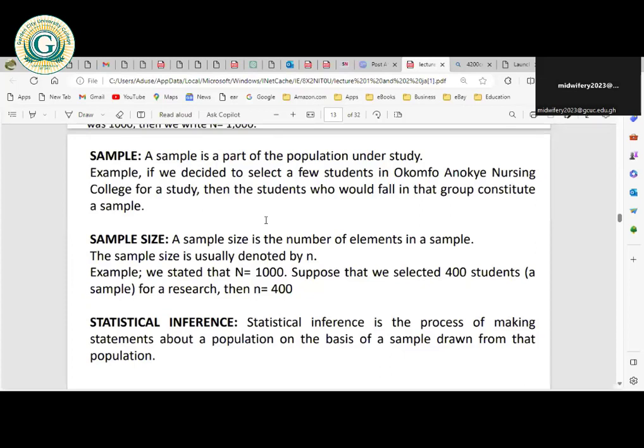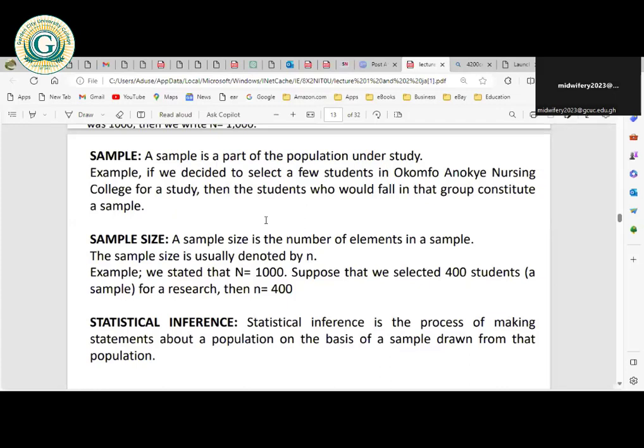And from there, we learned what the population is, of which we said that population is all the entities, persons or individuals under a study. We also have population size, which indicates the number of individuals in the population. The individuals within the population are referred to as elementary units.